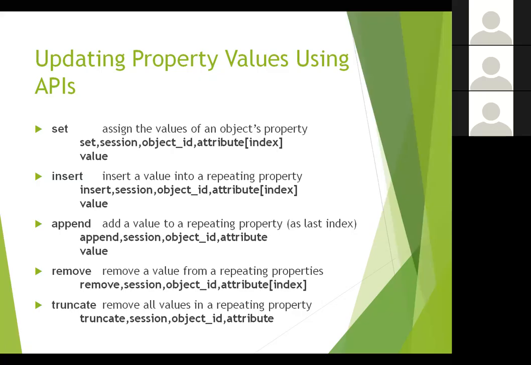And we have a truncate command. What does truncate do? Truncate deletes all the repeating values of the attribute, all the repeating ones only. Earlier we had to provide an index, but in the case of truncate, we are not providing any index. It only removes all the values of that particular repeating attribute. It will not remove objects. We just want to remove the attribute value.